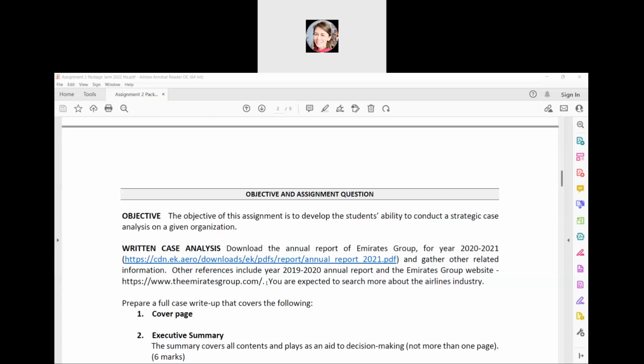You are expected to search more about the airline industry, so that you can relate what's going on. It's not just about this. Even though this annual report is of Emirates Group, of course you do have to know about the airline industry in general.